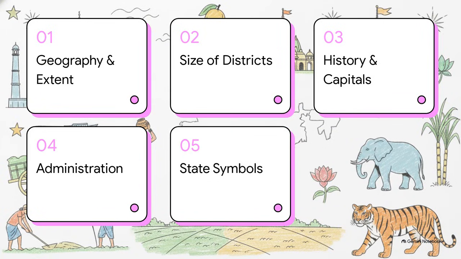To keep things moving, here is our roadmap. We'll start with geographical location, look at the size of its districts, trace the historical development and capitals, break down administration and representation, and finally, look at state symbols.